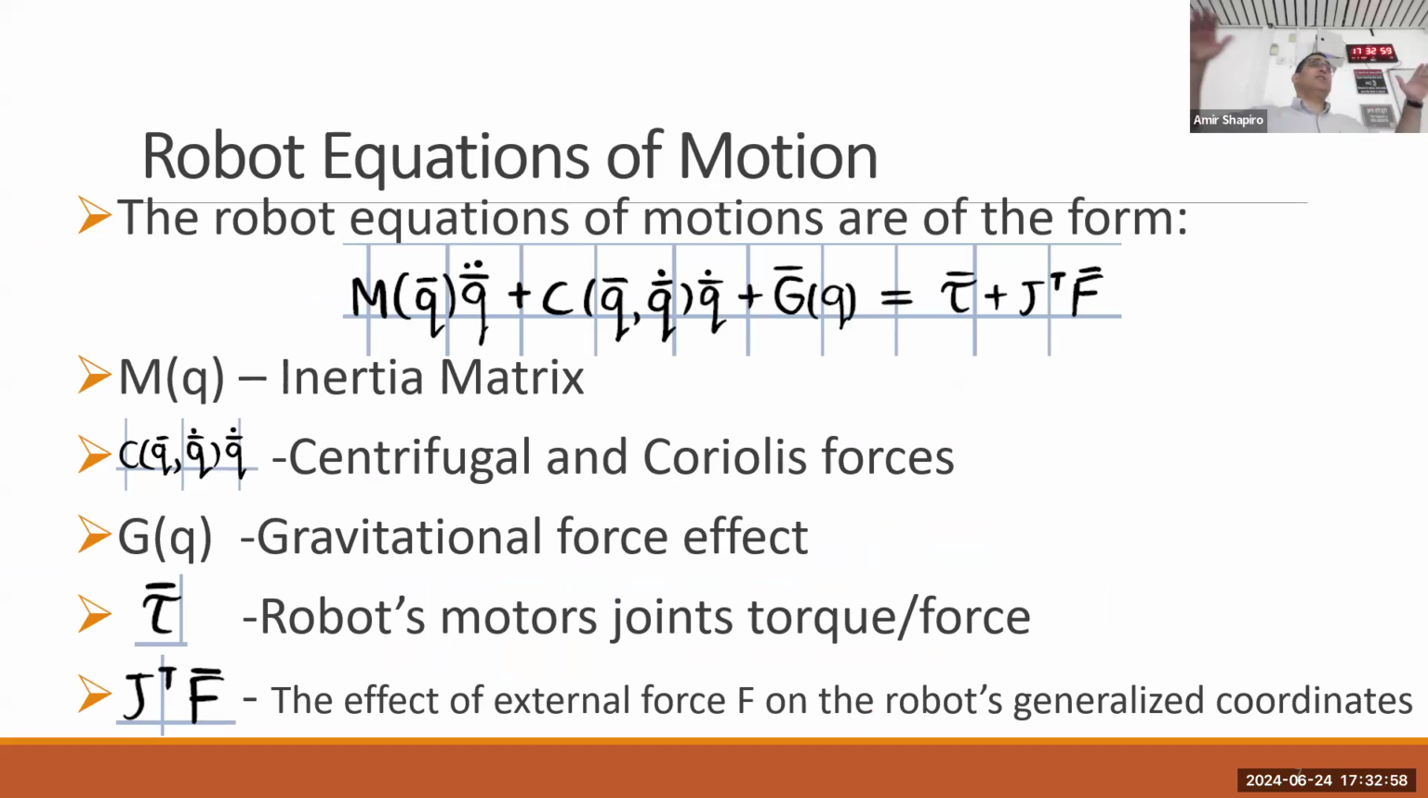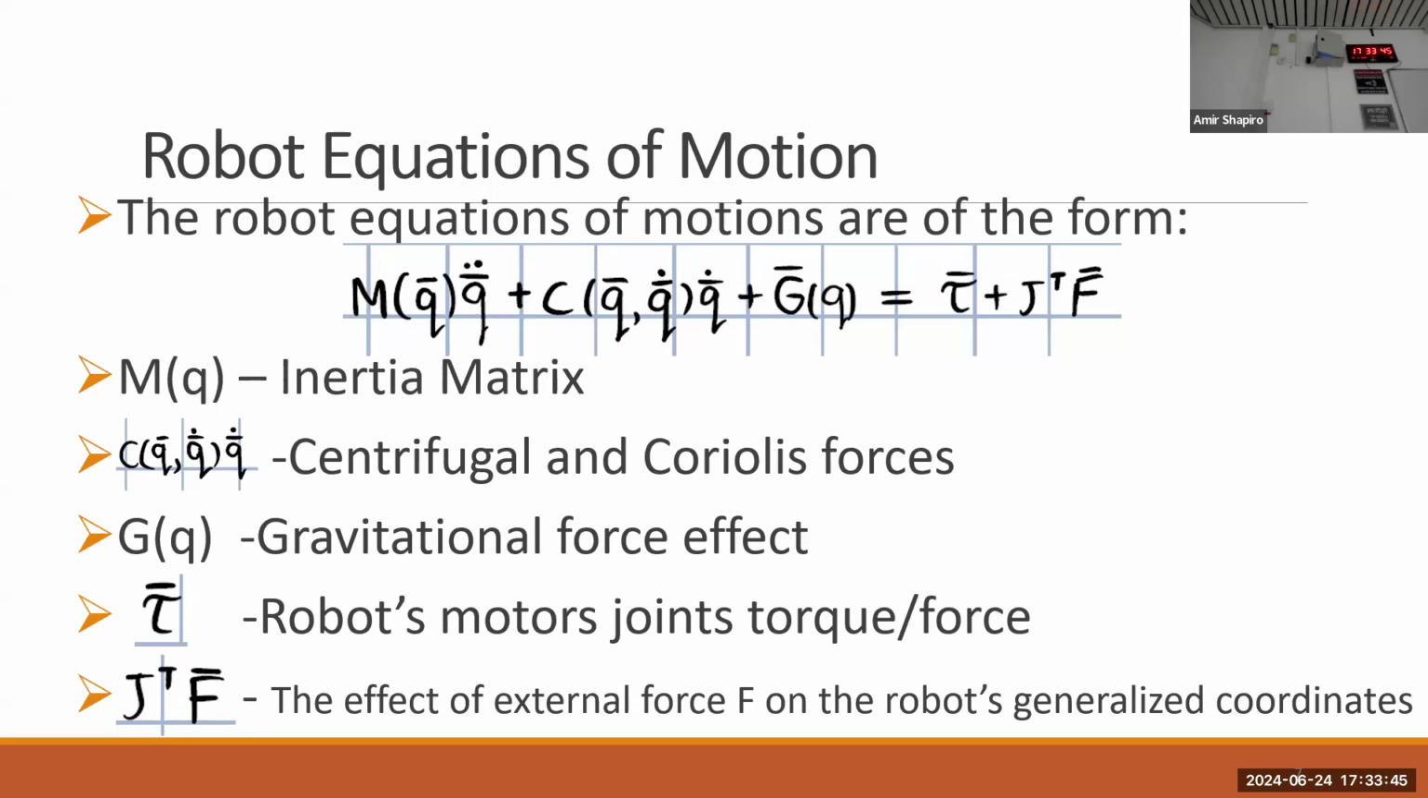Although it's big equations of motion and several equations, we can set them in a specific matrix form, which has the M, which is the inertia matrix of the entire robot. Then there is the Coriolis and centrifugal forces part, which is the matrix times Q dot. We have the vector G, which is the effect of gravity. And on the right-hand side, we have the forces. First, we have the torque and forces at the joints.